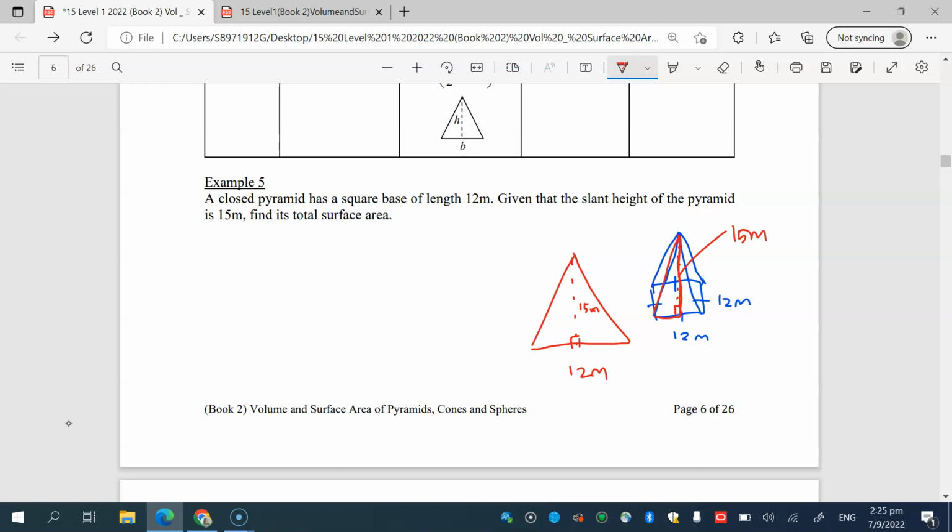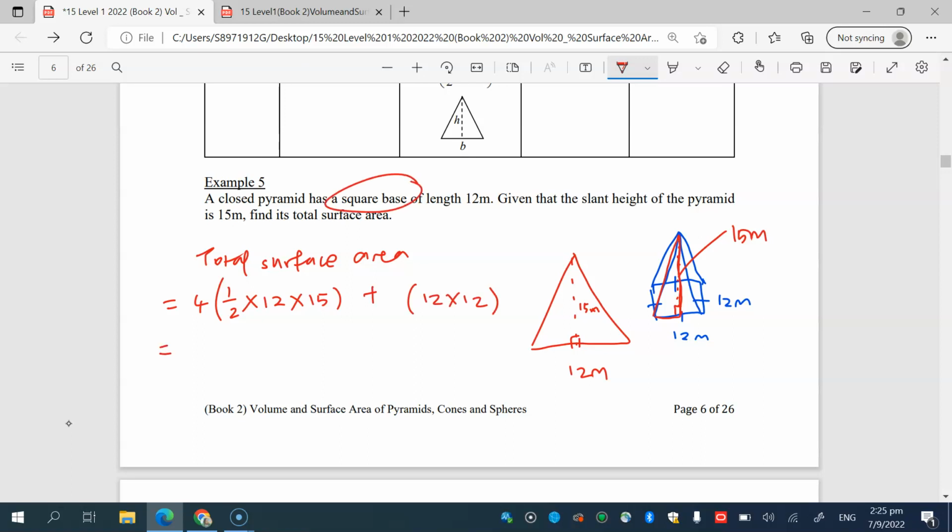So in order to find the total surface area, you basically have to take half times base times height for one triangle. So half times 12 times 15. But then there are 4 of these triangles, so you have to times 4. And then you still have the square base, which is 12 times 12. Okay, so you press calculator, answer will be 504 meters squared.